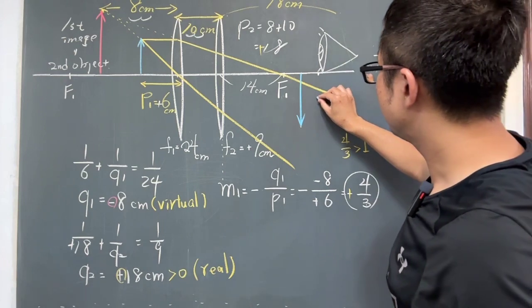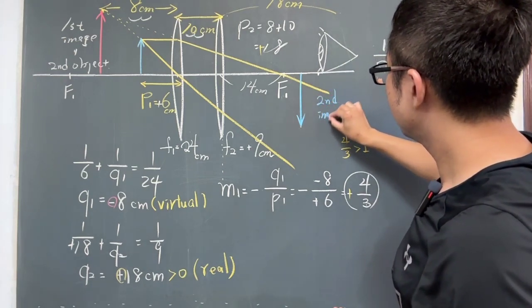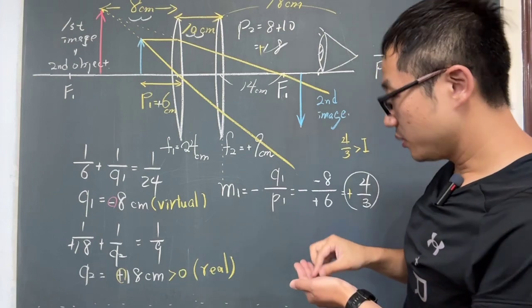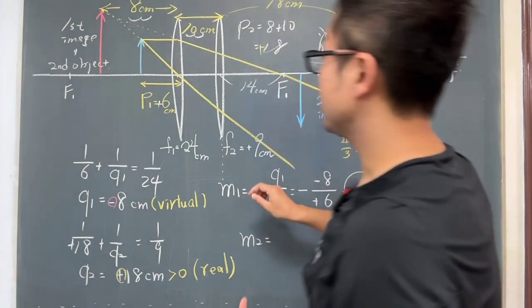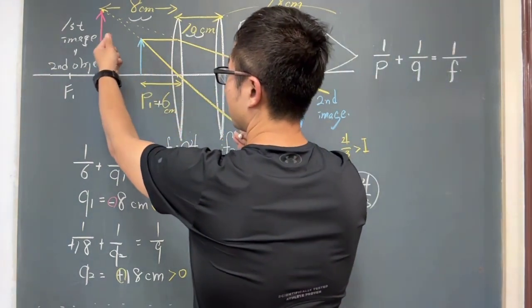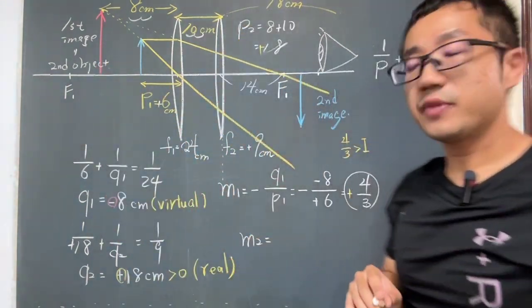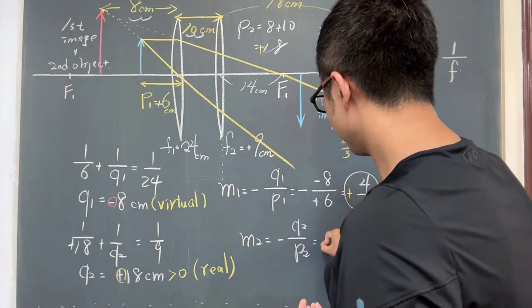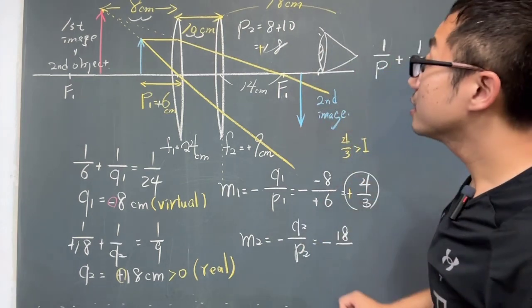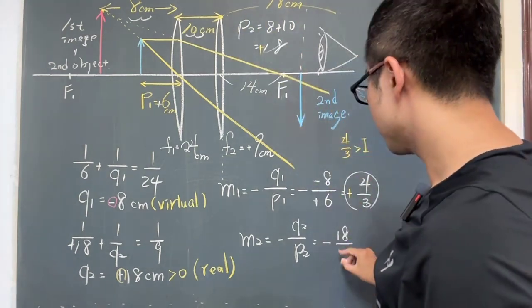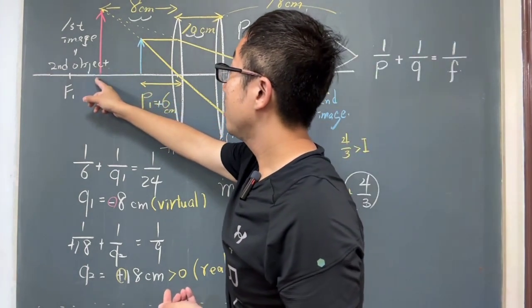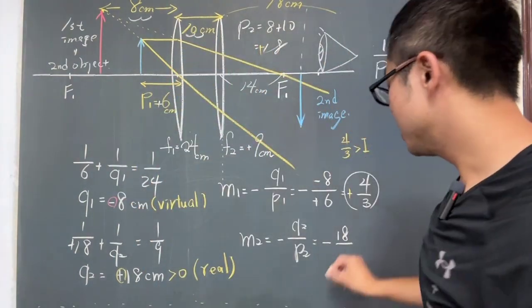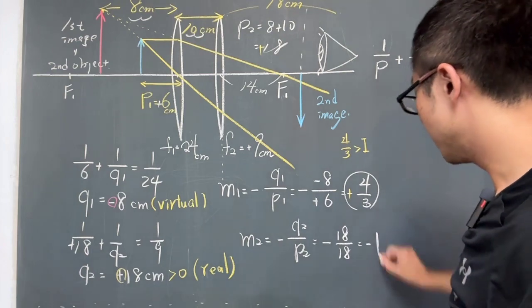So this is our second image, which is pointing downward, an inverted image, upside down, and we can further calculate the magnification. Let's see how much it is now being enlarged relative to our second object, which is actually our first image. The second magnification is q2 divided by p2, and q2 is 18 centimeters, and p2, the second object distance, is 8 plus 10, which is 18 centimeters. So the value is -1.